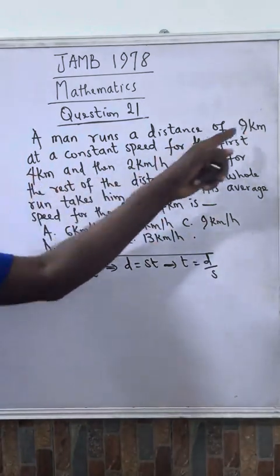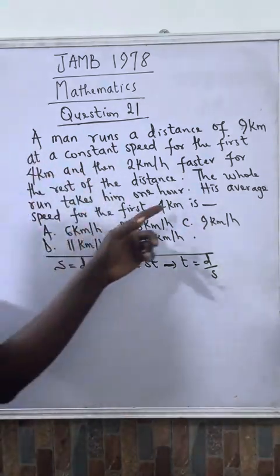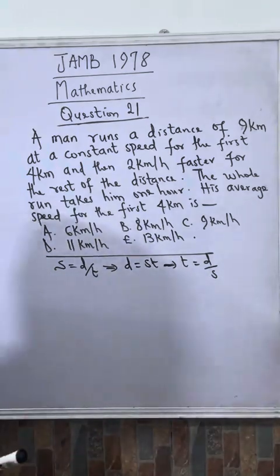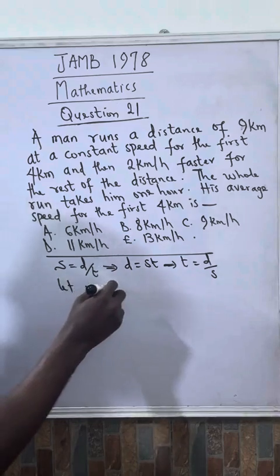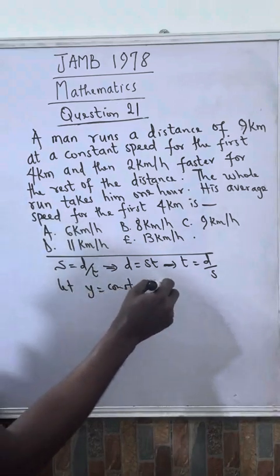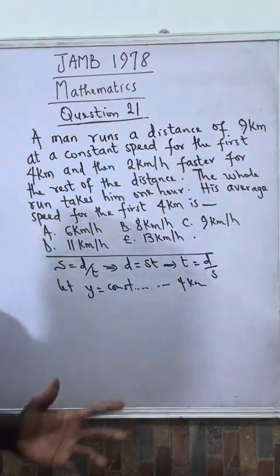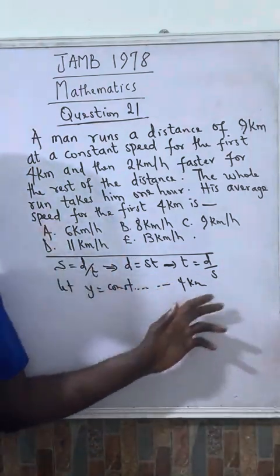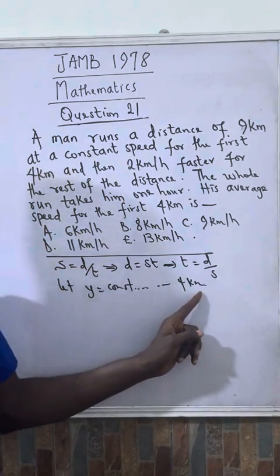Now, for the first 4 kilometers out of 9 kilometers, it said it moves at a constant speed. In fact, that's even what the question asks us to find, this constant speed. So let's take the constant speed as something like x or y. Let y be equal to constant speed for the first 4 kilometers. Now, allow me to use this, sorry, because we don't have time to be writing everything in full. So this y stands for the constant speed for the first 4 kilometers.